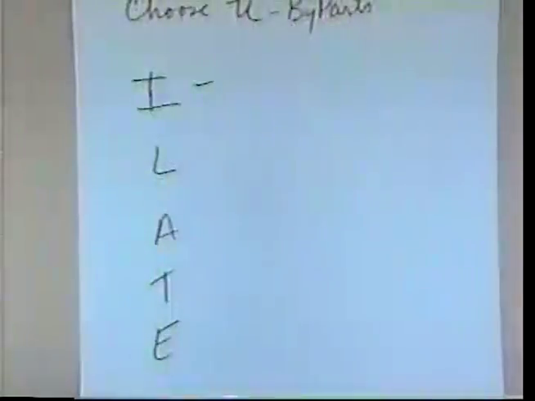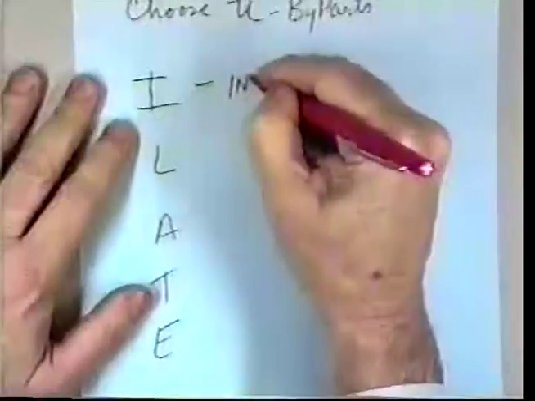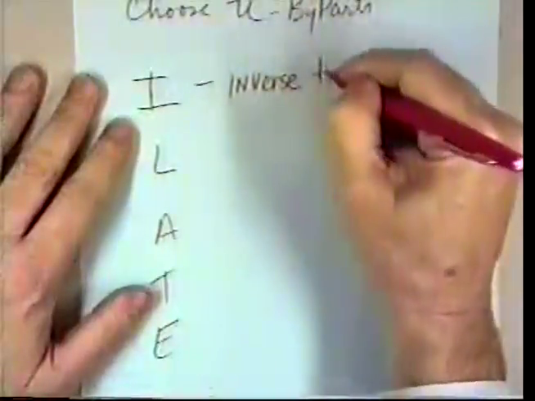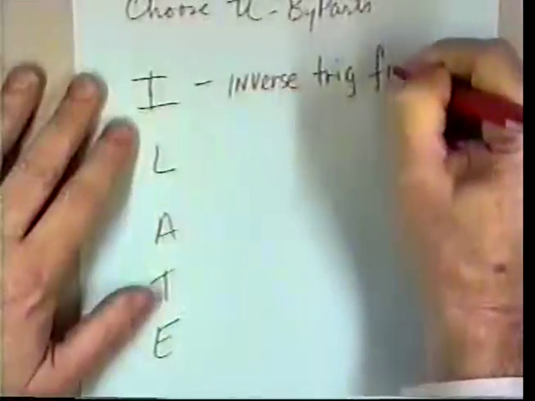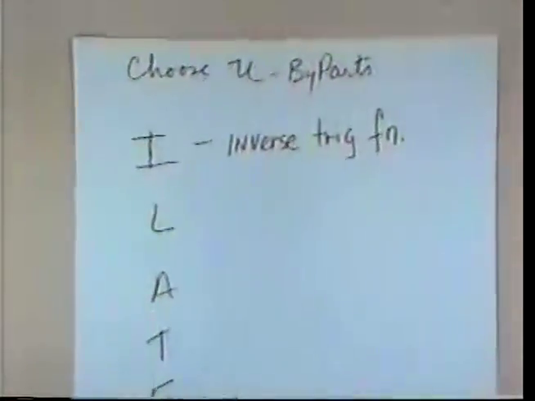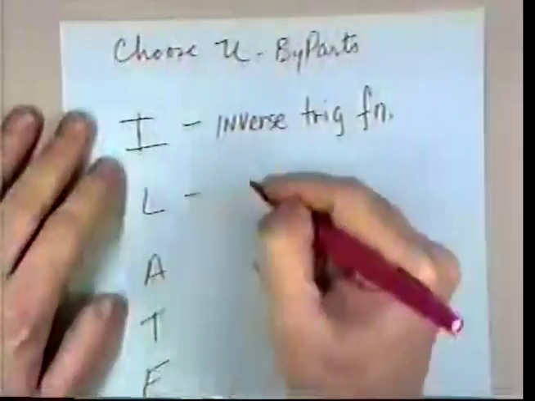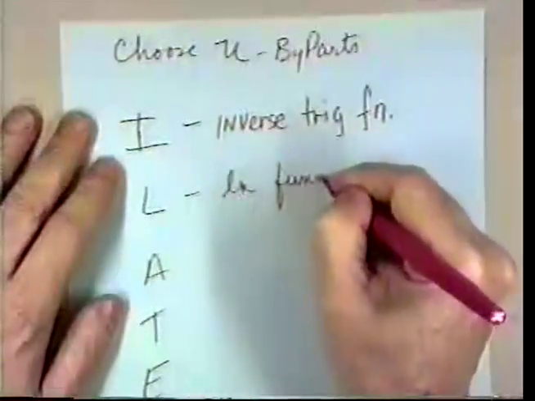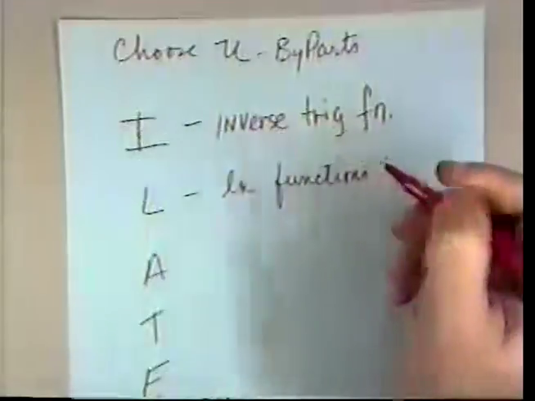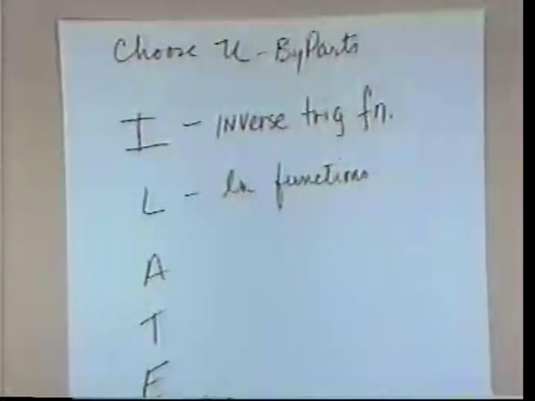To choose, then, this is what you're selecting to be the u. The first thing you want to go for is I, which stands for inverse trigonometric functions. Now, we're not going to do any of those, so don't panic. But if you do happen to do some with inverse trig functions, that's the first one you want to go for. And then you let the other part be the dv. L stands for the log functions. If you don't have an inverse trig function, but you do have log functions, that's what you would choose.